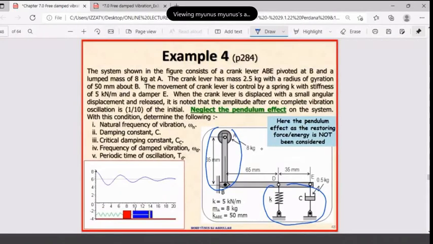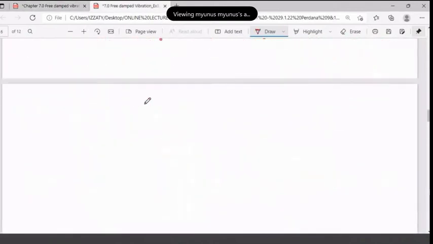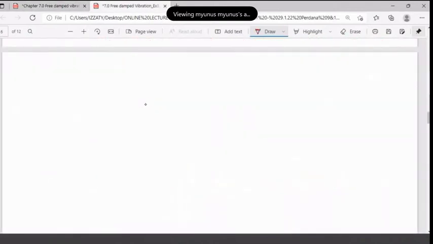So in conclusion, the only difference here is the pendulum effect, as the restoring energy on it is not being considered. Why? They mention to neglect the pendulum effects. So if I can do this one very quick, you'll be getting a result from Newton's law, for example. Newton's law. So you have, okay, you have this one.